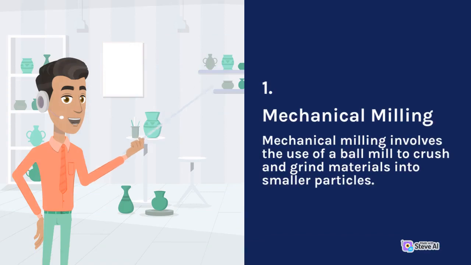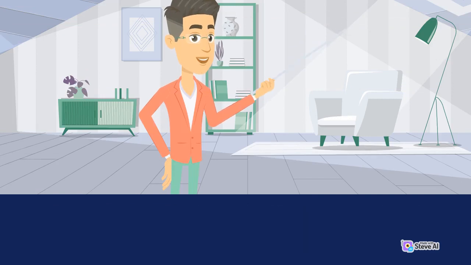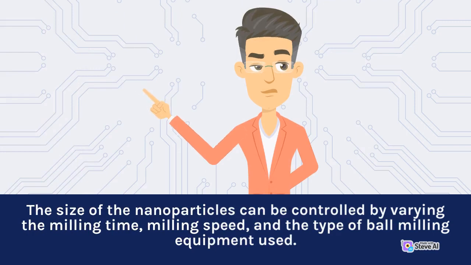1. Mechanical milling. Mechanical milling involves the use of a ball mill to crush and grind materials into smaller particles. The milling process causes the nanoparticles to shear, resulting in the formation of smaller and more uniform nanoparticles. The size of the nanoparticles can be controlled by varying the milling time, milling speed, and the type of ball milling equipment used.